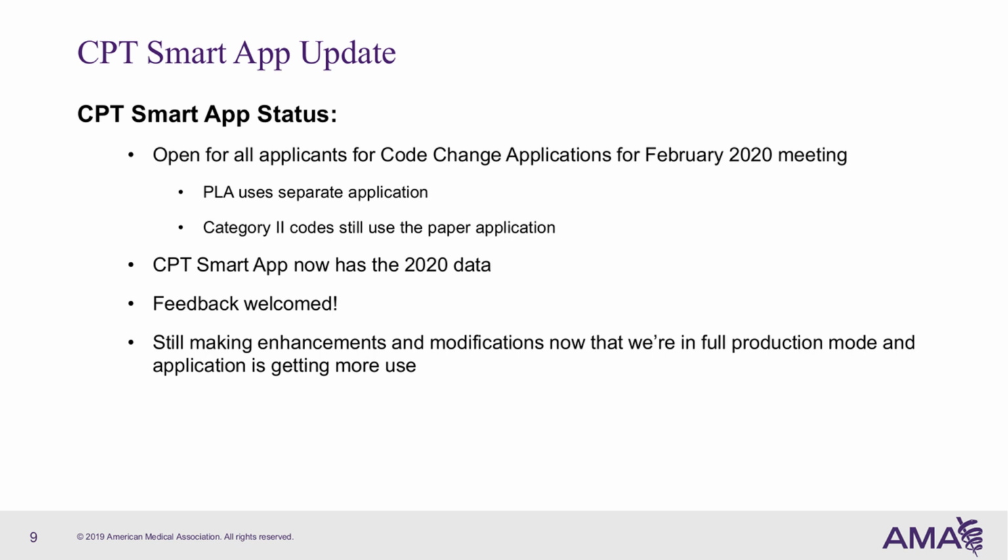So all of the applications coming in for either the Category 1-3 long form, the Category 1 short RUC form, the pathology and laboratory application, or the MAAA GSP applications are all required to be on the Smart App. So those will all be digital. The PLA is a separate tool, and then that Category 2 is also a paper-based application. When we take a look at today, we are going to see the 2020 data, which is pretty exciting.